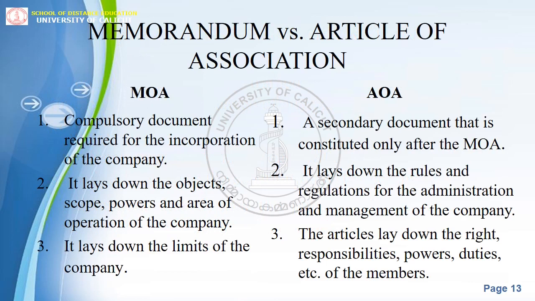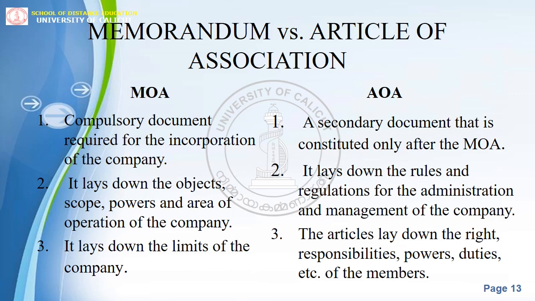Here we have the distinction between Memorandum of Association and Articles of Association. Memorandum of Association is the life-giving document or the base legal document required for the registration of a company, whereas Articles of Association is the secondary document to the Memorandum of Association because it is constituted only after the Memorandum of Association.